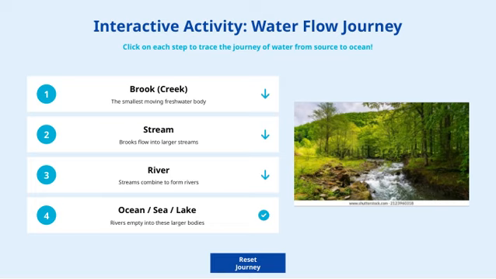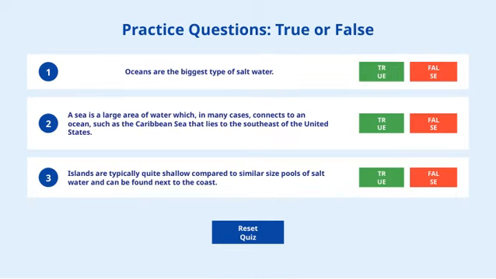If you want to see how water travels through these stages again, just click Reset and trace the journey once more. This activity helps us understand the interconnectedness of water sources and highlights the importance of each step in the water cycle. All right, let's go through some practice questions to reinforce what we've learned.